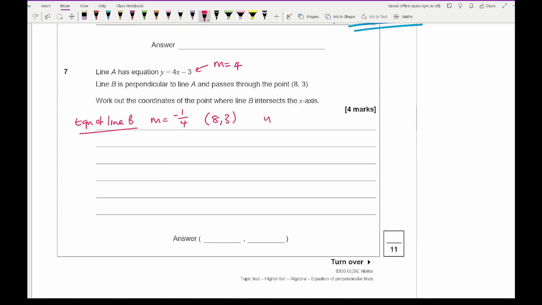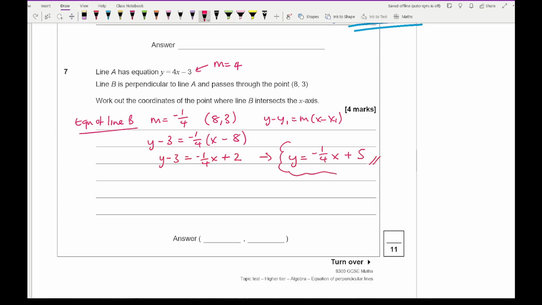So then using y minus y1 equals m(x minus x1), I get y minus 3 equals minus a quarter (x minus 8). Then if I expand the brackets, I get y minus 3 equals minus a quarter x, and then a quarter times minus 8 is going to be plus 2, and then rearranging this, I get y equals minus a quarter x plus 5. Let's just put a little bubble around that.